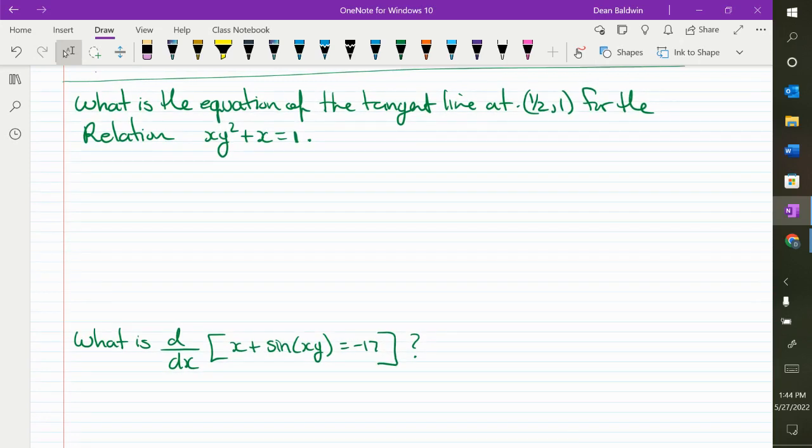There you go. What is the equation of the tangent line at (1/2, 1) for the relation xy squared plus x is equal to 1? And then the second question below it is, what is the derivative of that thing? Best of luck.